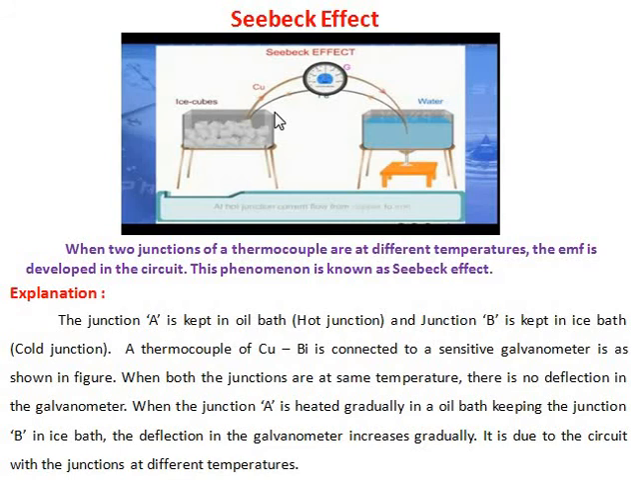So dear students, this is a thermocouple. A thermocouple basically consists of two dissimilar metals. One is a good conductor of electricity, another is a poor conductor. Dissimilar means one is a good conductor, another is a poor conductor. We have taken copper and bismuth here. Now we connect a sensitive galvanometer across the copper wire.